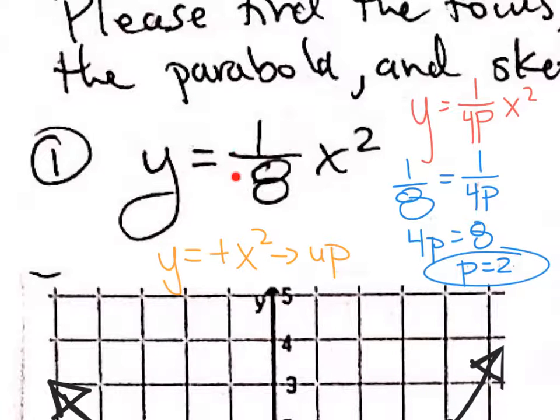And then we have to look at this number here. So this 1/8 is equal to 1 over 4p. Do you see how I set that up? And then I would cross multiply, and that would tell me that p equals 2. So we know a couple things. We know the parabola points upward. We know the vertex is at 0, 0, until we learn otherwise soon. And p, the distance from the vertex to the focal point, is 2.